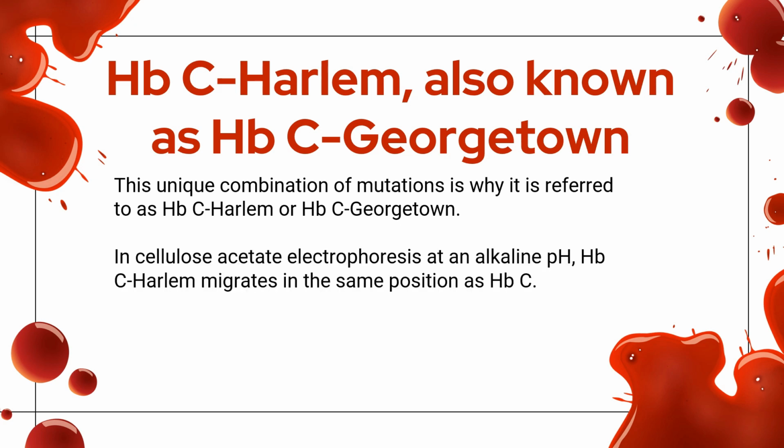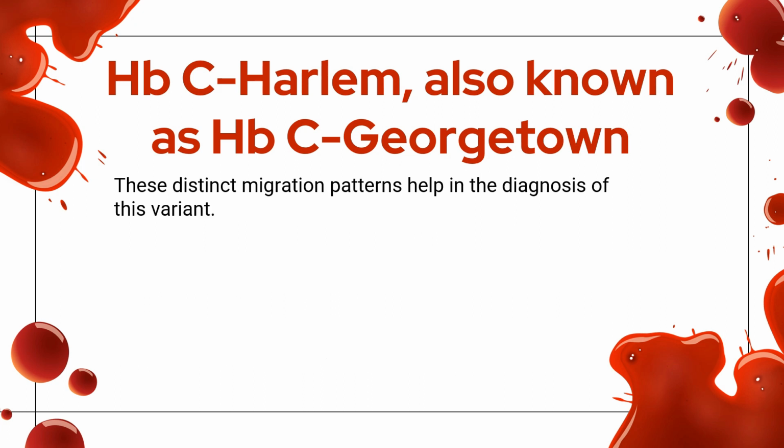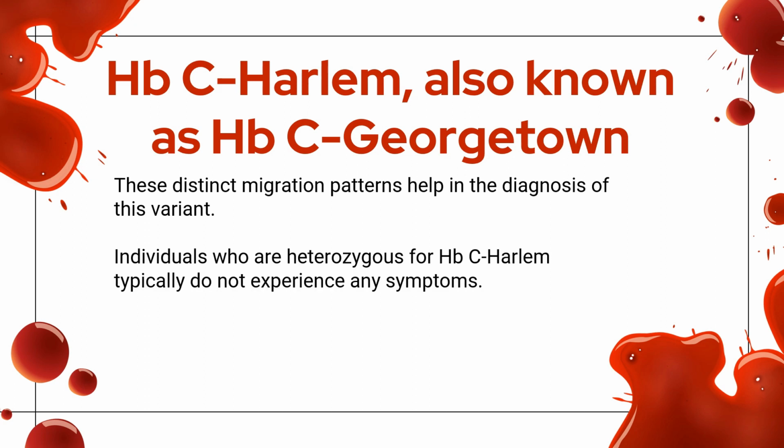When performing cellulose acetate electrophoresis at an alkaline pH, Hemoglobin C-Harlem migrates in the same position as hemoglobin C. However, during citrate agar electrophoresis at an acid pH, Hemoglobin C-Harlem migrates in the position typically associated with hemoglobin S. These distinct migration patterns help in the diagnosis of this variant. Individuals who are heterozygous for hemoglobin C-Harlem typically do not experience any symptoms.